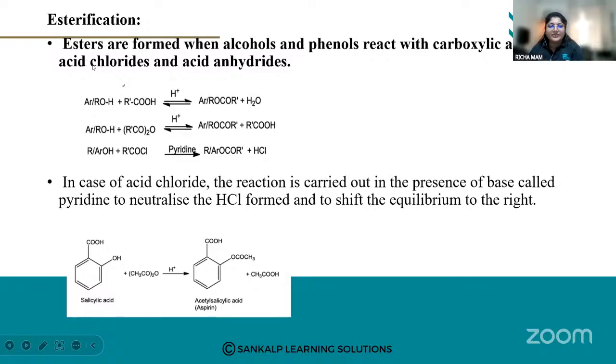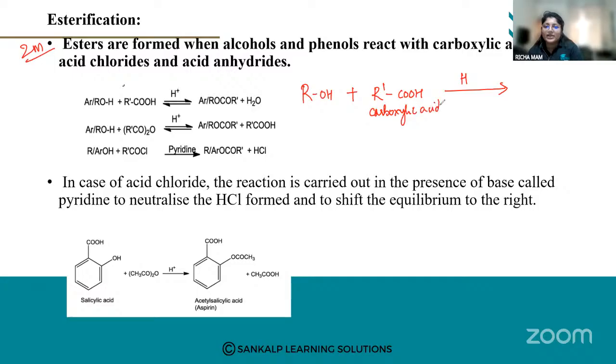Next is the esterification. How are these esters formed? Esters are formed when alcohols and phenols react with carboxylic acid, acid chlorides and acid anhydride. Let us see how the esterification reaction takes place. It is a very, very important reaction, so you can mark this as an important 2 marks question. Suppose I take an alcohol. The alcohol will react with a carboxylic acid.